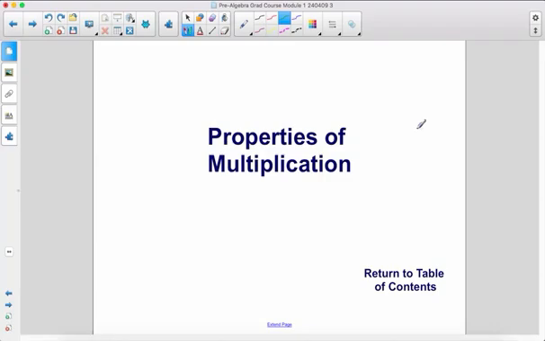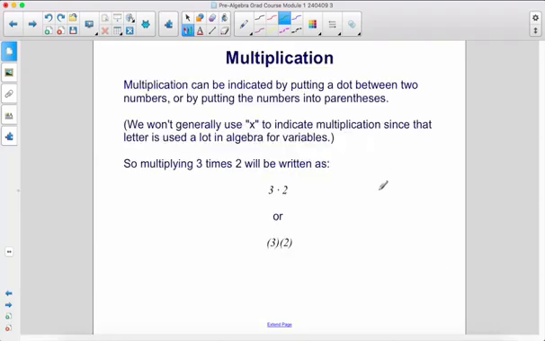Properties of multiplication. Multiplication can be indicated by putting a dot between two numbers or by putting the numbers into parentheses, like this. We won't generally use x to indicate multiplication, since we're going to use this letter a lot in algebra as a variable. Therefore, multiplying 3 times 2 will look like this or this.